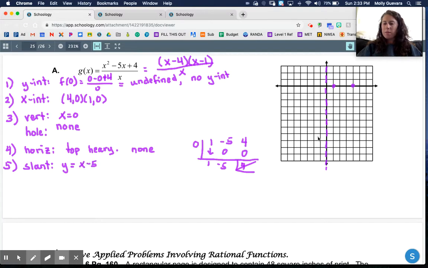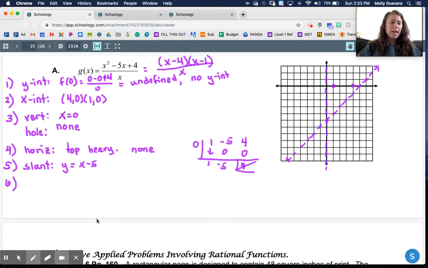And that's something that I know how to graph, right? I start at negative 5 and I go up 1 over 1. Or I can go down one to the left one. And there's my slant asymptote.